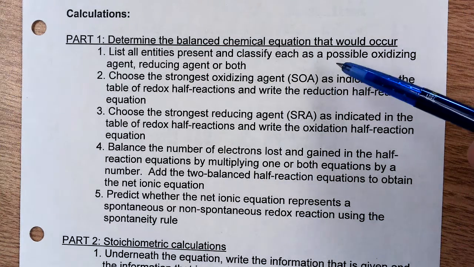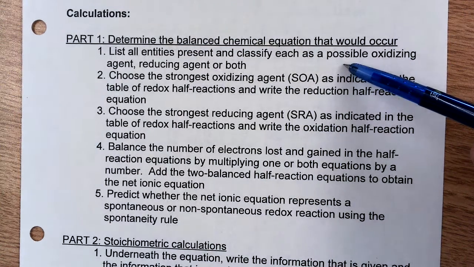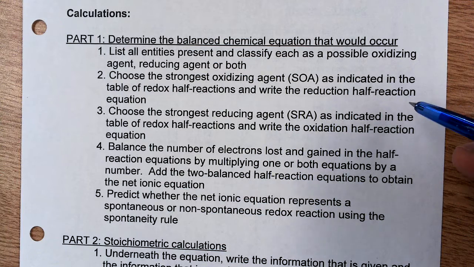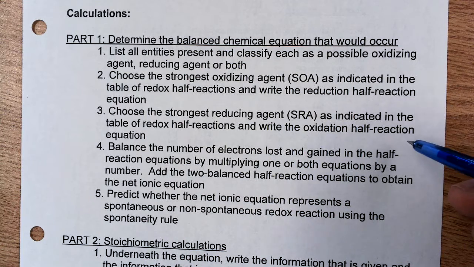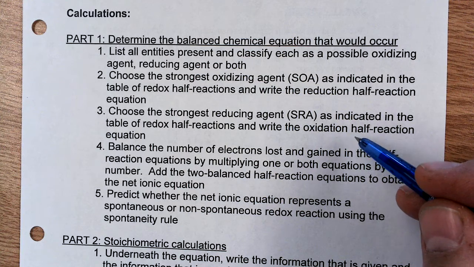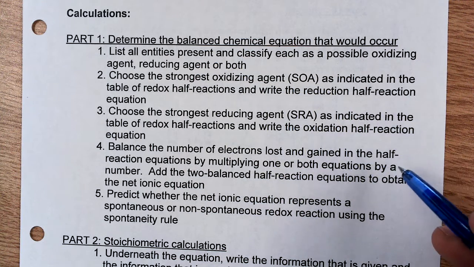We always start by listing all the entities present to find out what our possible oxidizing and reducing agents are. Then we want to find our strongest oxidizing agent and write down its reduction half reaction exactly as we see it in our data booklet. And then we find our strongest reducing agent, and then we have to write down its oxidation half reaction. So if we're taking it from our data booklet, we have to flip it and have the backwards reaction.